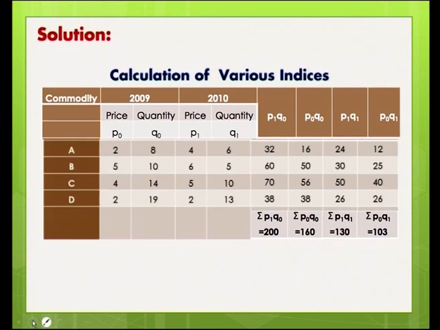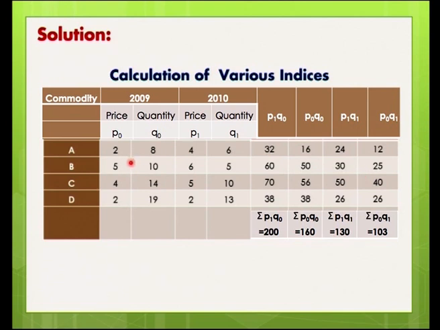First of all, we need to calculate this tabular column where the base year values are taken with the suffix 0 and the current year values are taken with the suffix 1. So, price means P naught and quantity means Q naught for the base year, and price is P1 and quantity is Q1 for the current year 2010. Various commodity values are given and we have to find P1 into Q naught. All the four columns are required for finding the index numbers by the various methods.